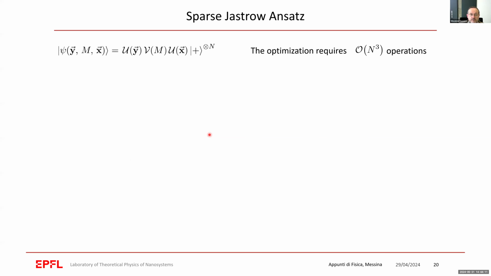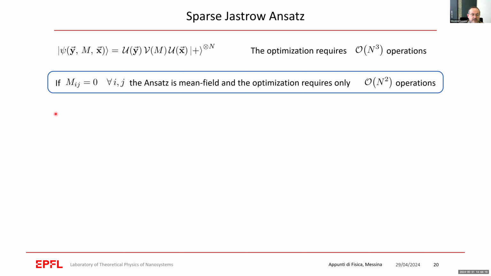Okay, so as I said, the optimization requires order of n-cube operations. But now there is an advantage here, that in this ansatz we can decide which pairs of spins are actually coupled by this unitary. So if you set all the parameters of this entangling unitary to 0, then you recover the mean field ansatz, and the complexity is order of n squared. If you keep all of these parameters, then you have an order of n cubed.